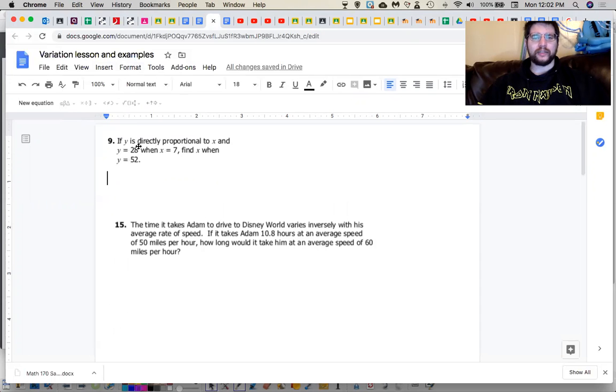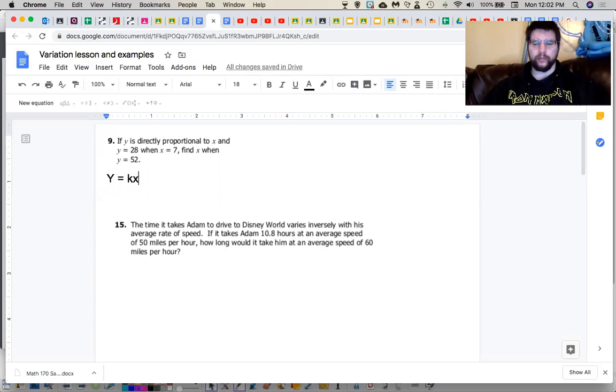So y is directly proportional to x. So y is an equal sign, directly proportional. That means k times x. So you don't have to write the times, but if it's directly proportional, it's times. If it's inversely proportional, it's divided by. So I just emphasized it there. But here's how it would look. y equals kx. That's the basic general equation, step 1 done.